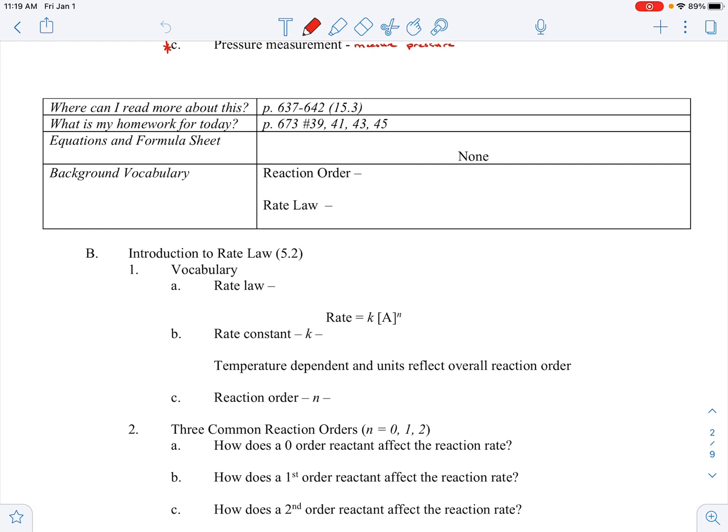We're going to talk about rate law. In the last section, we talked about calculating rate. Now we're going to learn what we can do with how we calculate rate. So we're actually going to be figuring out rate law.